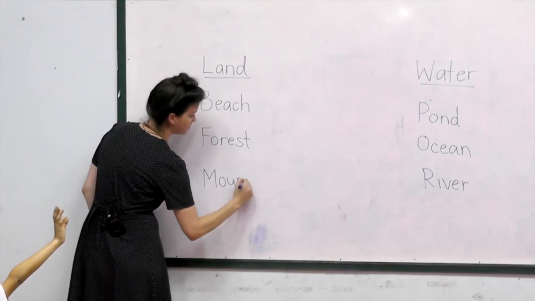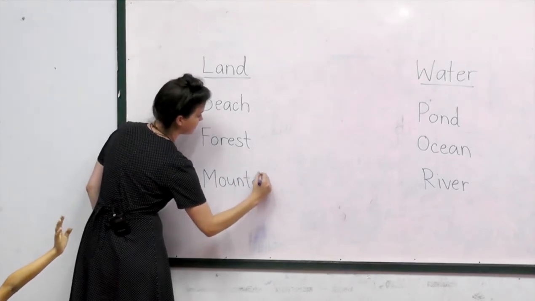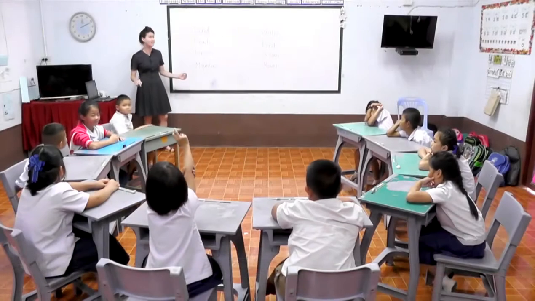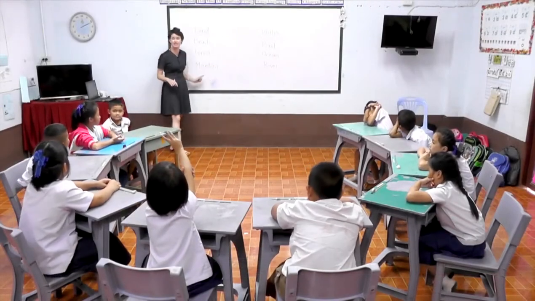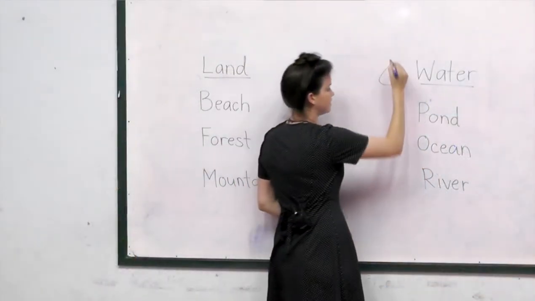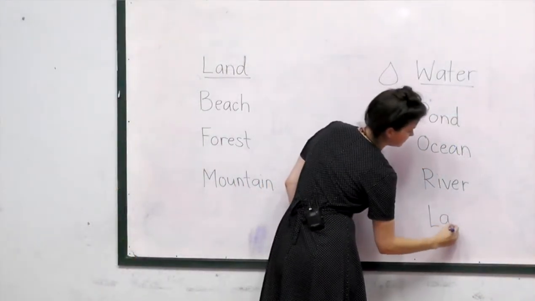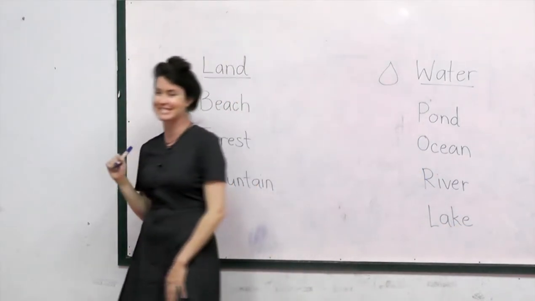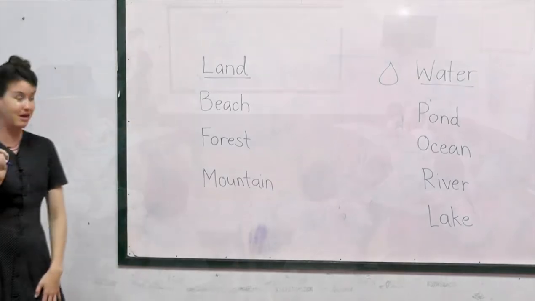Okay, Pang Pon, tell me one. Lake. A lake. Very nice. Is that land or water? Water. Yep. L-A-K-E. It's like her name. Got one more?